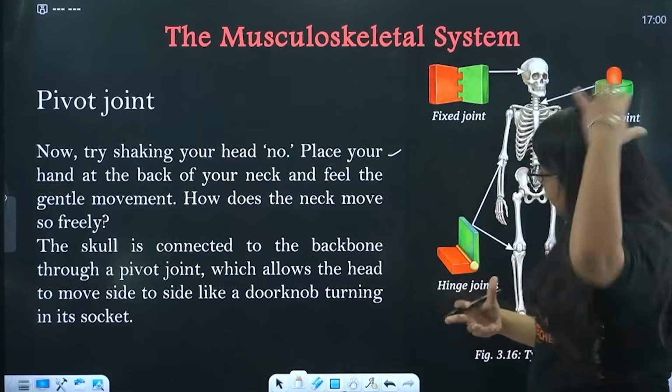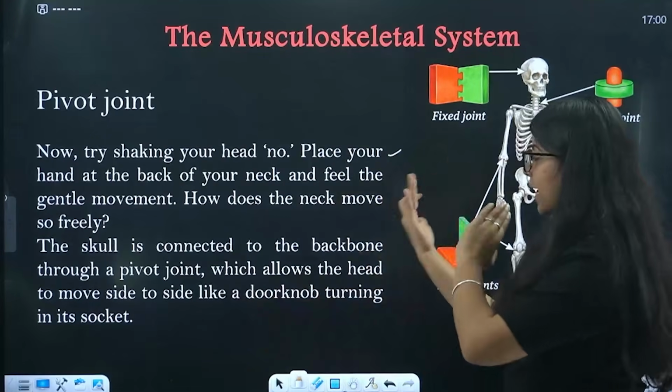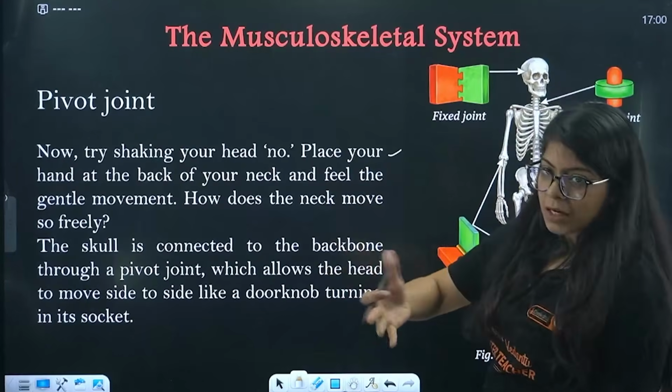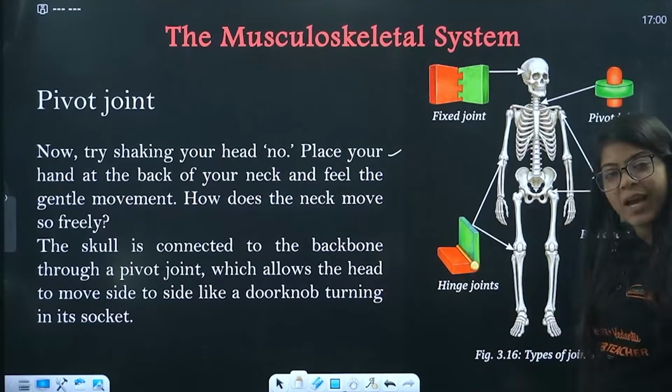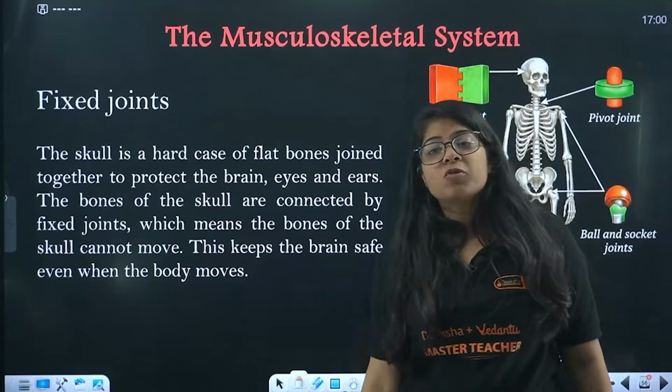The skull is connected to the backbone through a pivot joint, which allows the head to move side to side, like a doorknob turning in its socket. Then, beta, we have fixed joints. Now some joints are fixed.